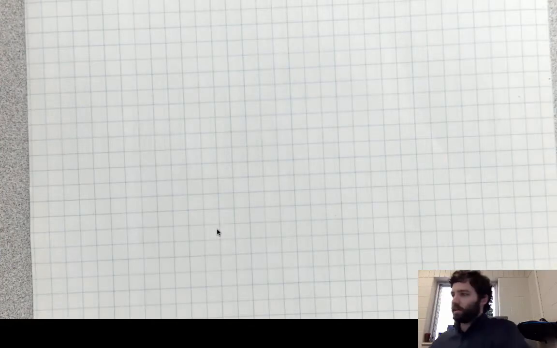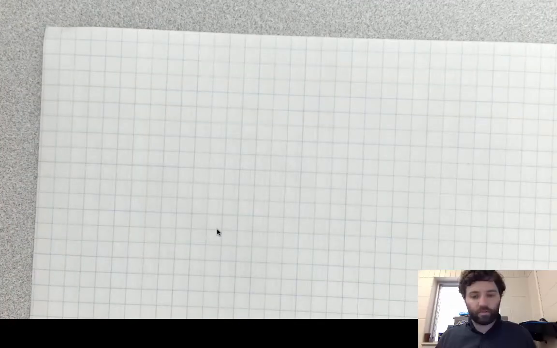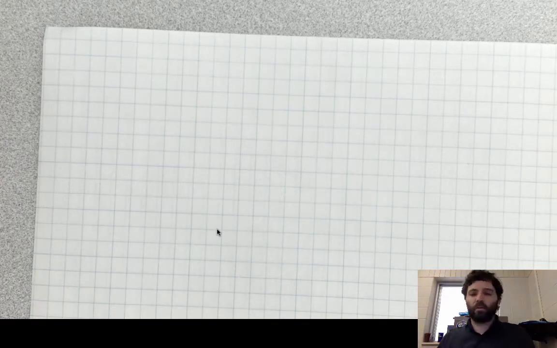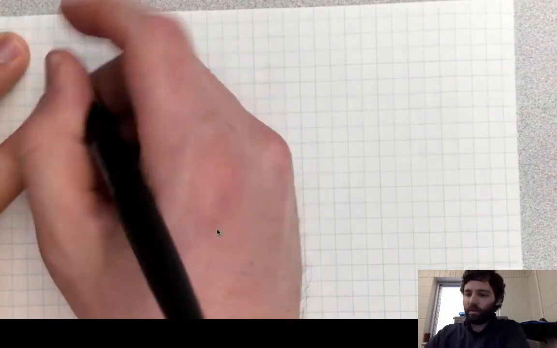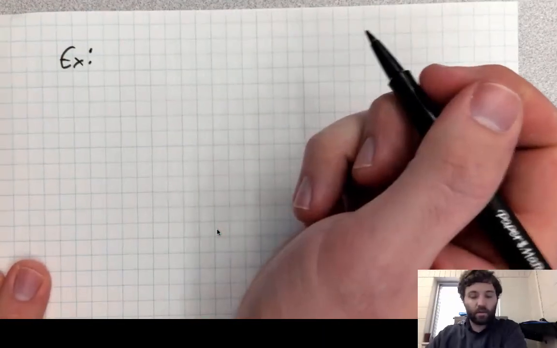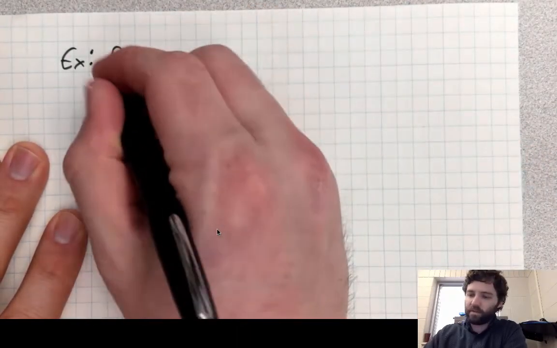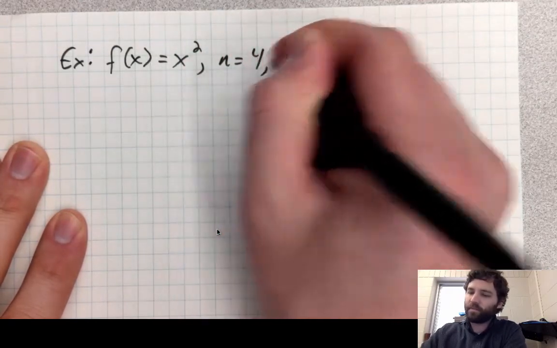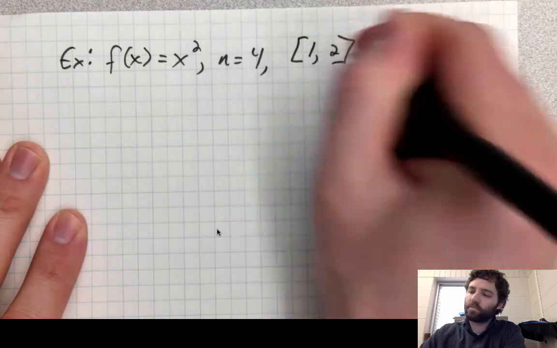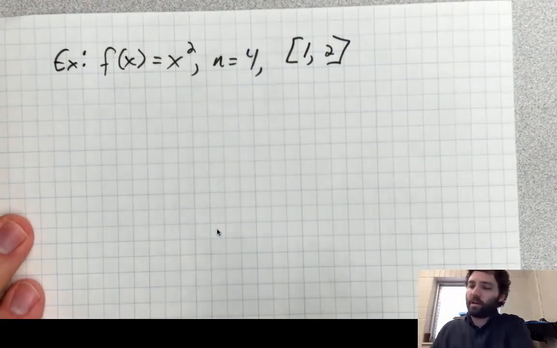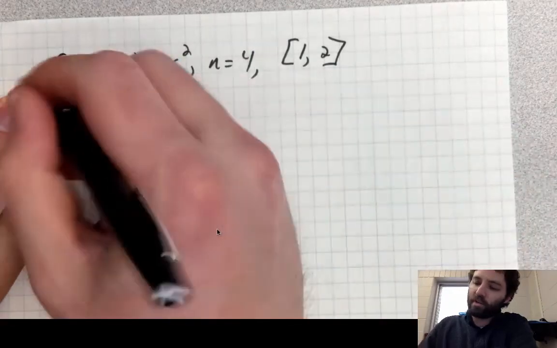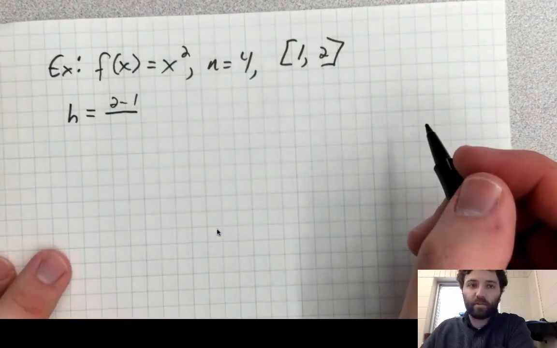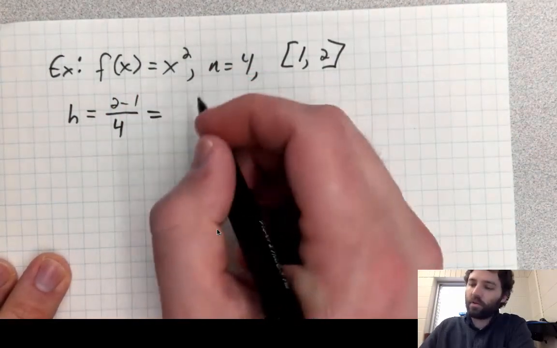Okay. All right. Let's see how this is applied to an example. We're only going to do one, so this won't be too long of a video. So let's just take everyone's favorite semi-interesting function, x squared, 4 subintervals, 1 to 2. So if we follow the formula, we need to find h first. h is the length of the interval, so 2 minus 1, divided by the number of subintervals, which is 4, so that's going to be 1/4.